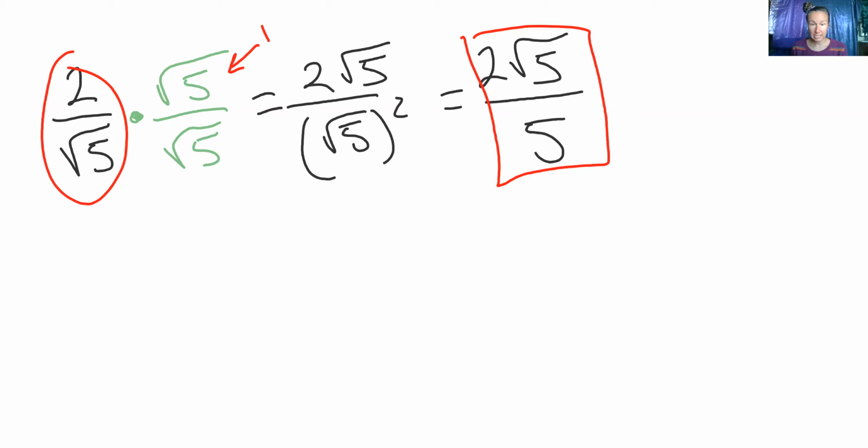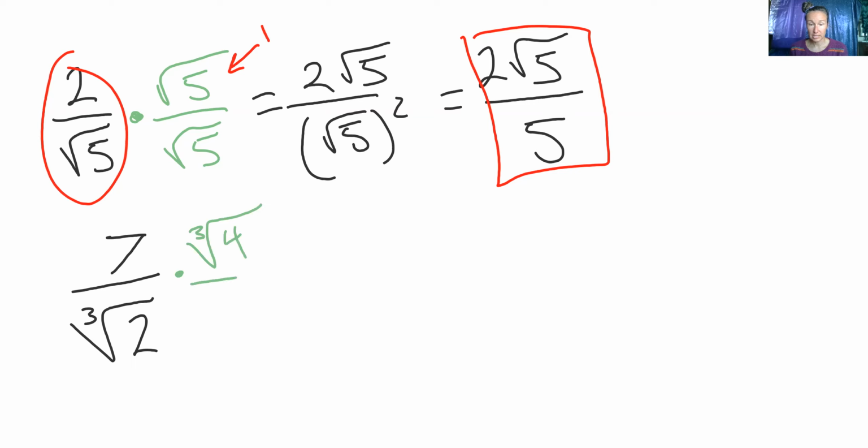Our second example was that 7 over the cube root of 2. And we decided that we need 2 more cube roots of 2, or equivalently the cube root of 4, to get rid of this radical in the denominator. And if you want, the cube root of 4 is really the cube root of 2 times 2. So if it helps you to look at it like that, that's perfectly fine if you want to write it like that. Okay. Now let's multiply this stuff straight across.